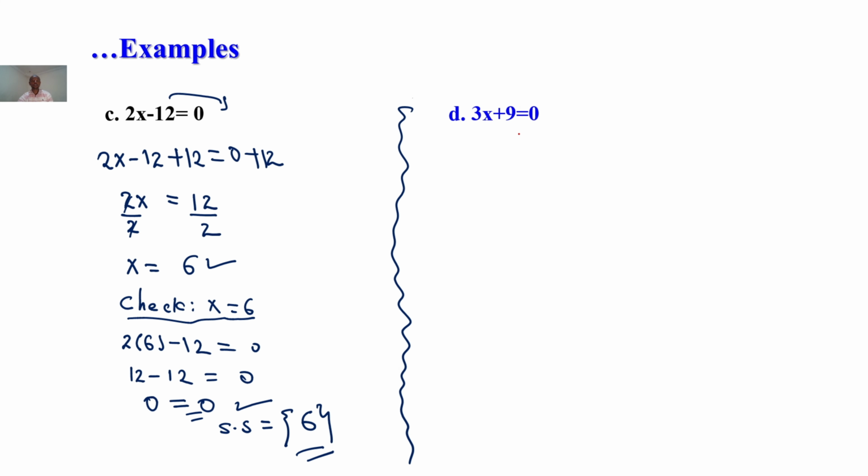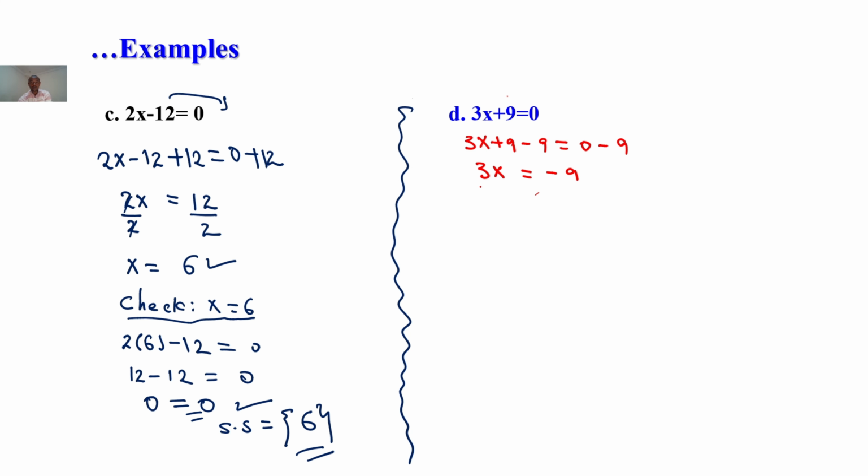Similarly, we use the same procedure to solve such equations. What we have here is an addition of 9, so we subtract this 9 on both sides. 3x plus 9 minus 9, the same number, is equal to 0 minus 9. We know 9 minus 9 is 0, so it becomes 3x plus 0, which is 3x, equal to 0 minus 9, that is negative 9.